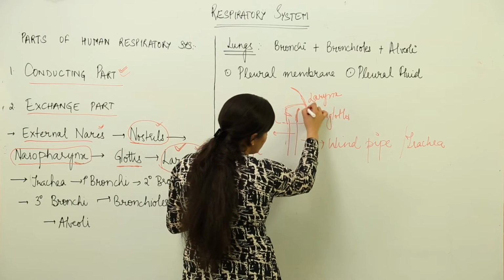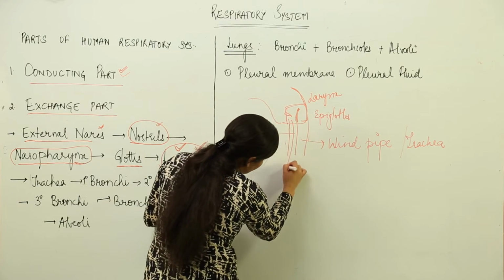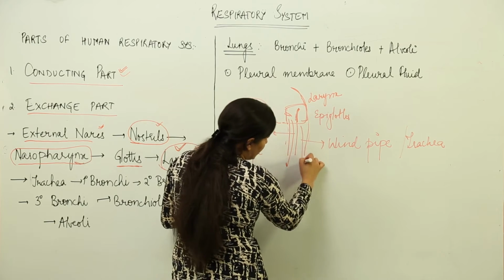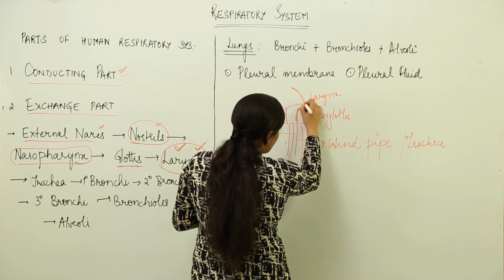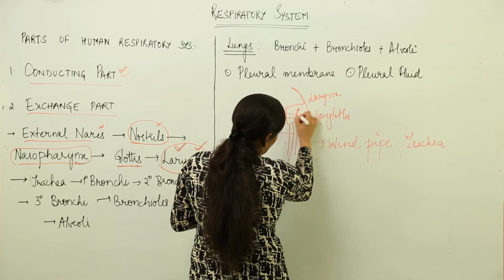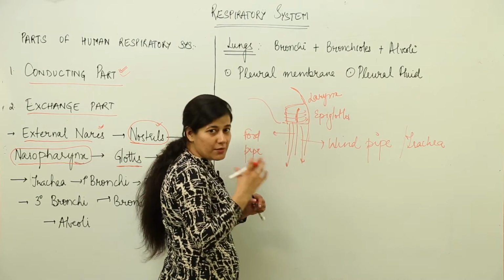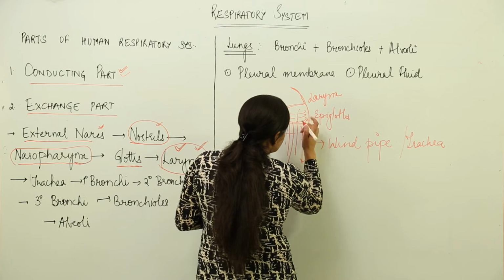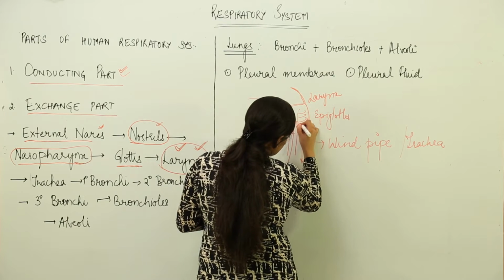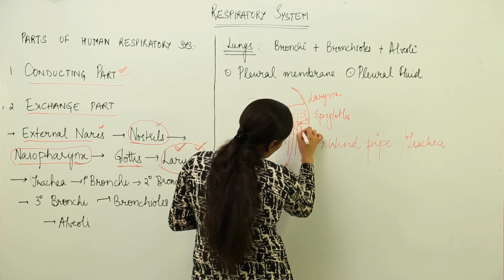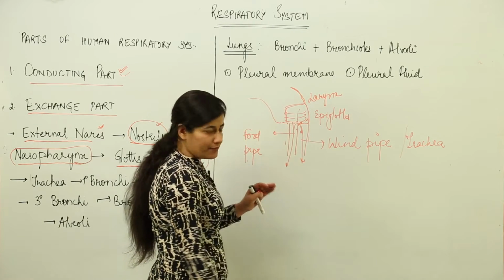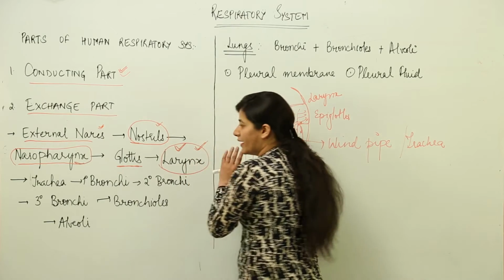There would be a region separating the esophagus and the windpipe, and that region would be the glottis, followed by the larynx, because it is surrounded by cartilaginous rings, it is able to produce sounds. Somewhat down this larynx, you would have the epiglottis, which makes sure that food particles do not get inside the windpipe. So we have the glottis followed by the larynx.